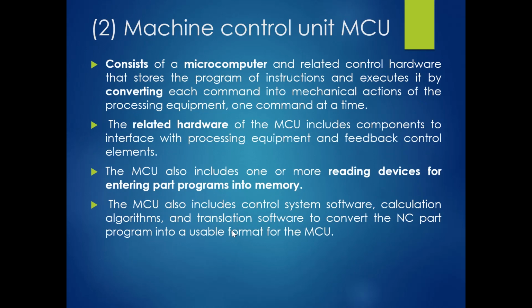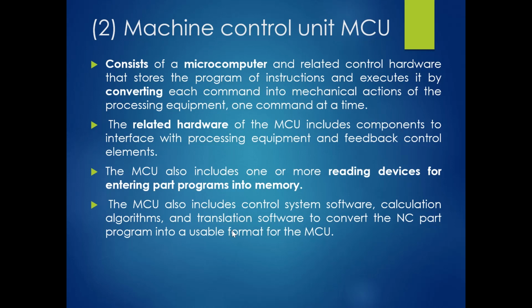The second component of NC machine is MCU, that is machine control unit. It consists of a microcomputer and related control hardware that stores the program of instructions and executes it by converting each command into mechanical actions of the processing equipment, one command at a time. The related hardware of the MCU includes components to interface with processing equipment and feedback control elements. The MCU also includes one or more reading devices for entering part programs into memory.